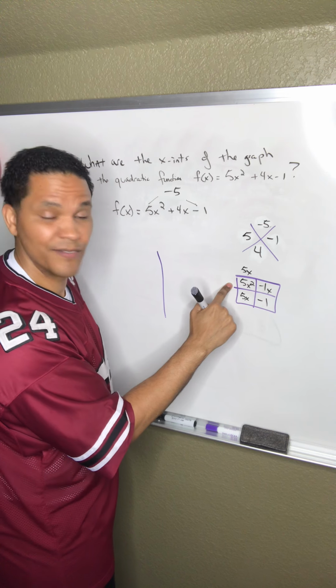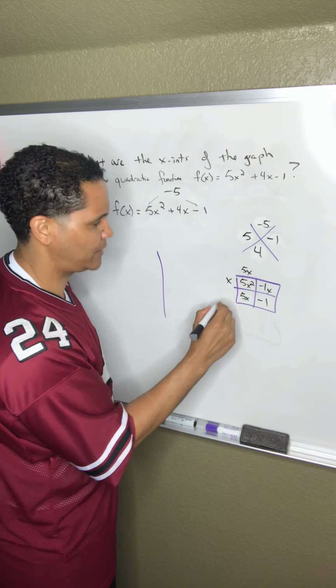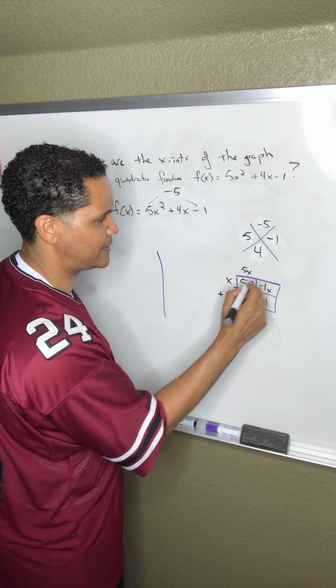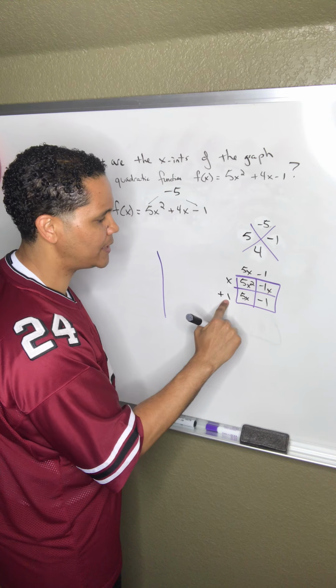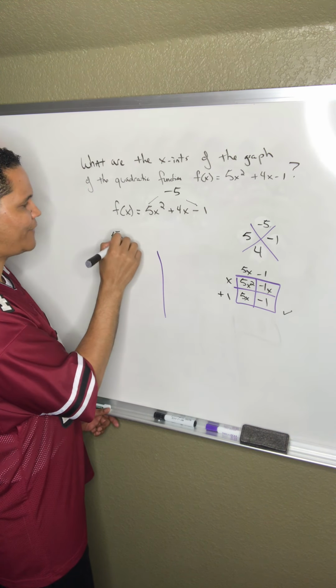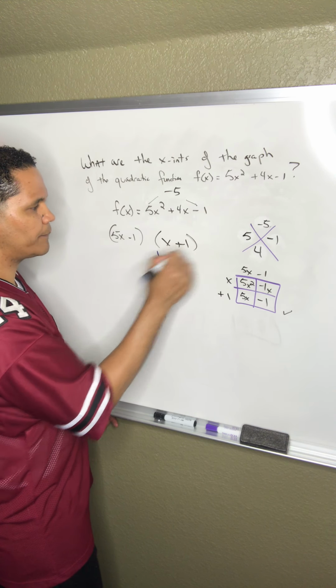What times 5x gives us 5x squared? X. What times 5x gives us 5x? Positive 1. What times x gives us negative 1x? Negative 1. And negative 1 times 1 gives us negative 1. So these are our factors: 5x minus 1 times x plus 1, right?